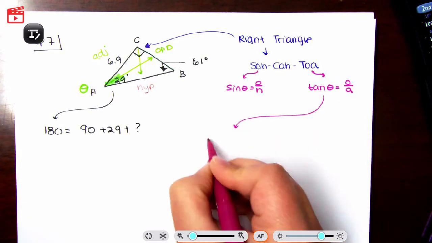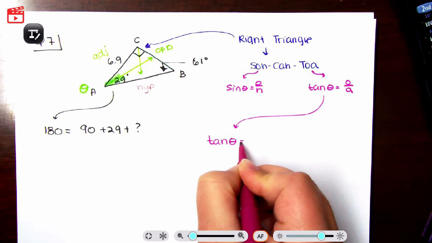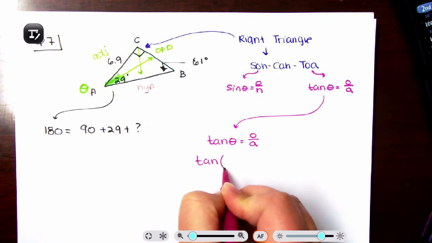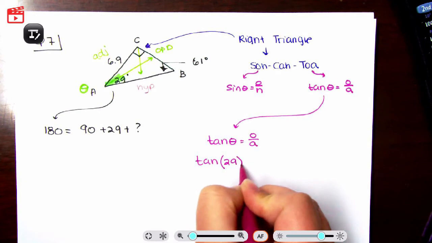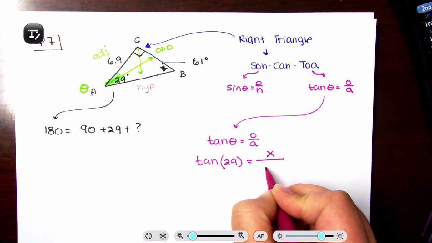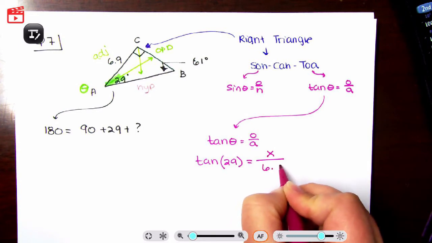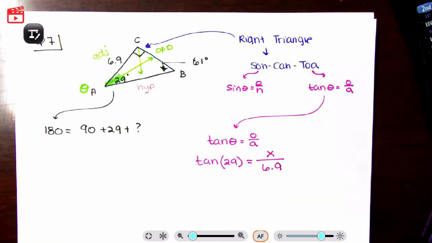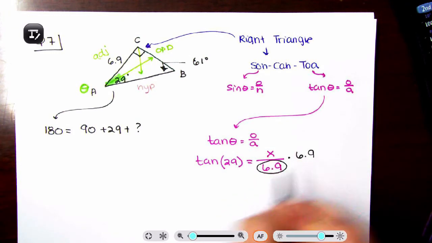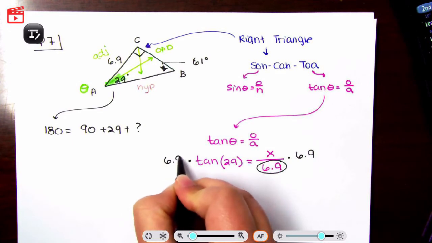Tangent of theta is equal to opposite over adjacent. Well, what is our theta? What is our eyeball? Our eyeball was 29 degrees. Opposite, we don't know, so I'm going to put an X. And adjacent, we did know, and that was 6.9. Now, our goal is to solve for X, get that X by itself. What you're going to do is take that denominator and multiply both sides by 6.9.